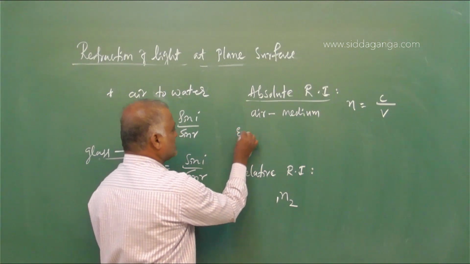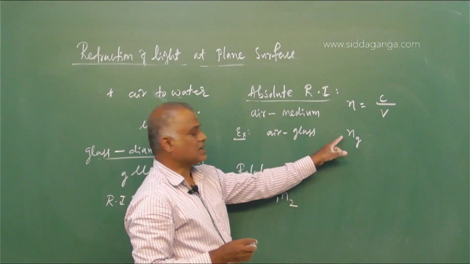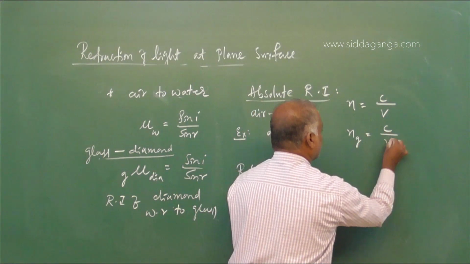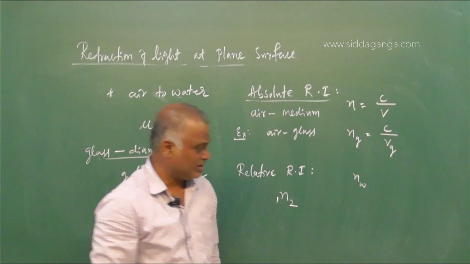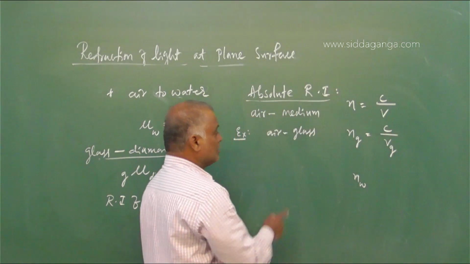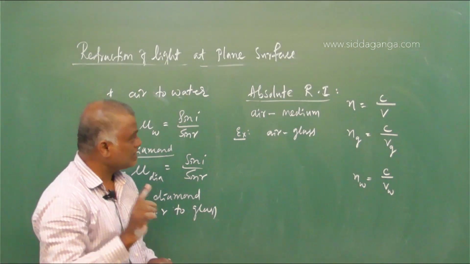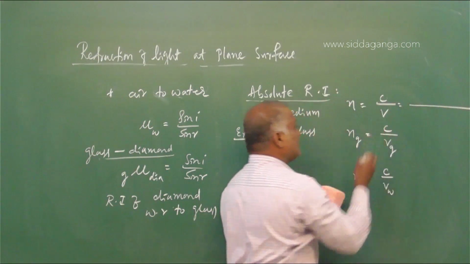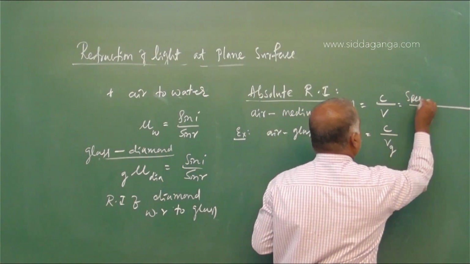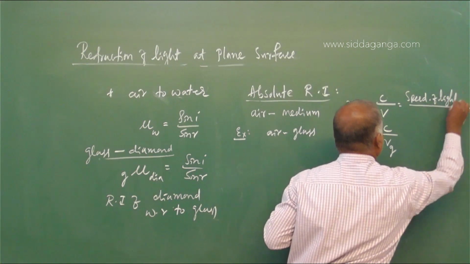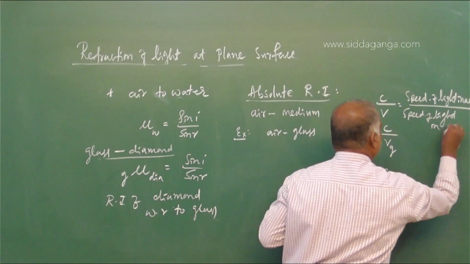Say example light is traveling from air to glass, so I should write n glass with respect to air, that is equal to speed of light in air divided by velocity of light in glass. And if I write refractive index of water, means light is traveling from air to water. How to write this? C divided by VW. Absolute refractive index is always defined as ratio of speed of light in air to the speed of light in a given medium ಅಂತ ಹೇಳಿ ಸಿಂಪಲ್ ಆಗಿ. ಸ್ಪೀಡ್ ಆಫ್ ಲೈಟ್ ಇನ್ ಏರ್ ಟು ದ ಸ್ಪೀಡ್ ಆಫ್ ಲೈಟ್ ಇನ್ ಅ ಮೀಡಿಯಂ ಅಂತ ಹೇಳಿ.